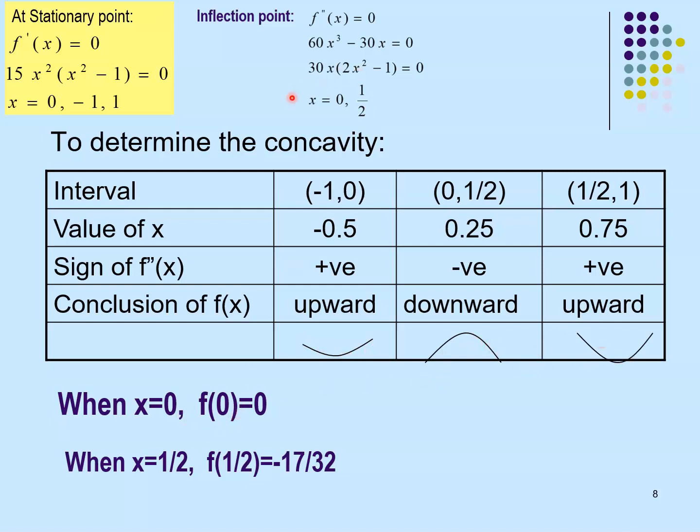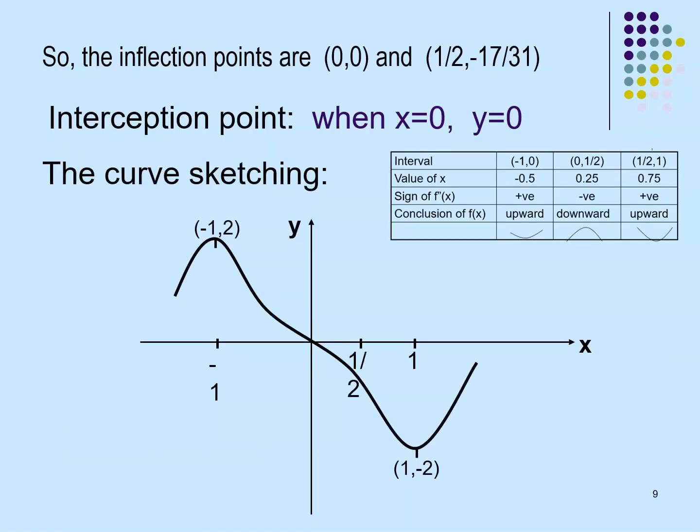Okay, since we already have our inflection points, the x values only, remember you need to find the y values for these. So when x equal to 0, we substitute into the f function, you get 0. And then the second one, when x equal to half, you substitute again into the f function, you get 17 over 32. So you have 2 points now, this one and this one. We can sketch our graph. So these are the inflection points we found just now.